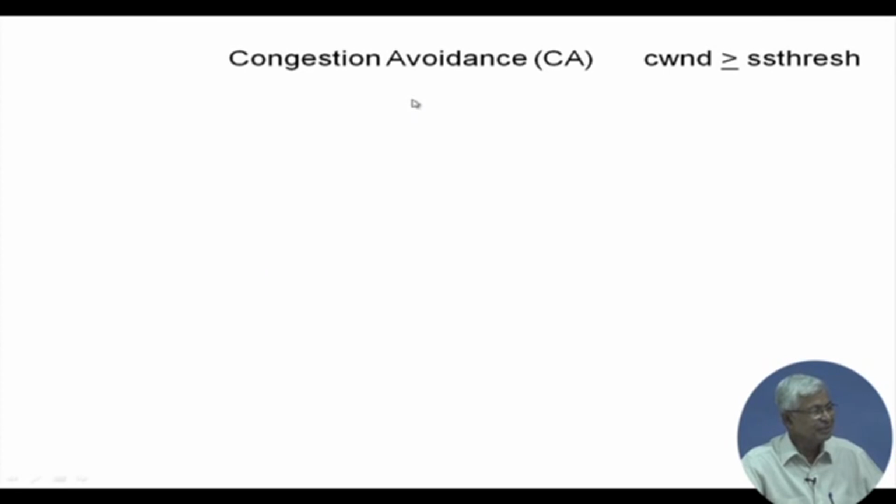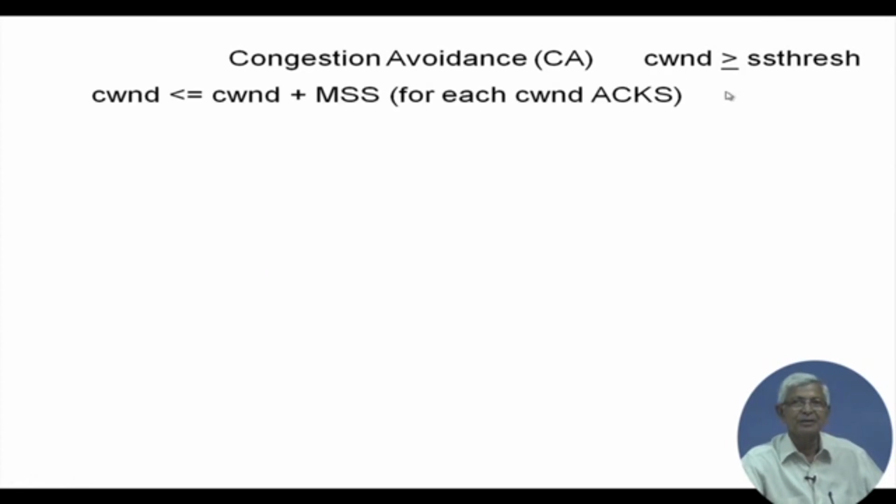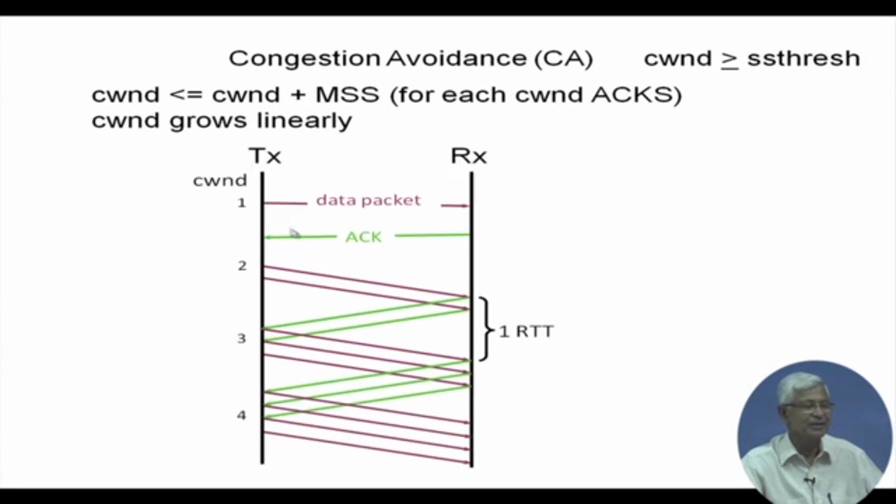And in congestion avoidance, when the CWND is greater than SS threshold, then for any group of acknowledgements, it increases by only 1 MSS. So, it grows linearly. Pictorially, the data packet is sent, acknowledgement has come. Let us assume the CWND is in that situation. So, for the acknowledgement, it increases by 1. So, now 2 data packets have been sent.